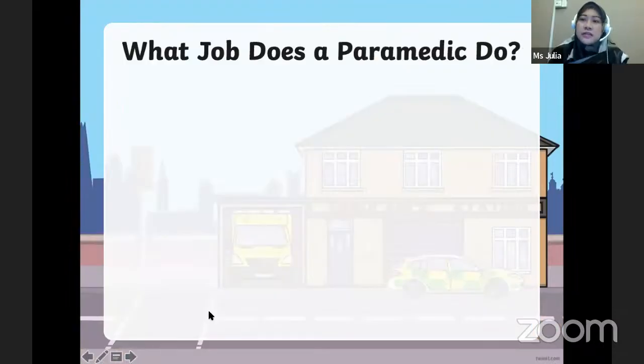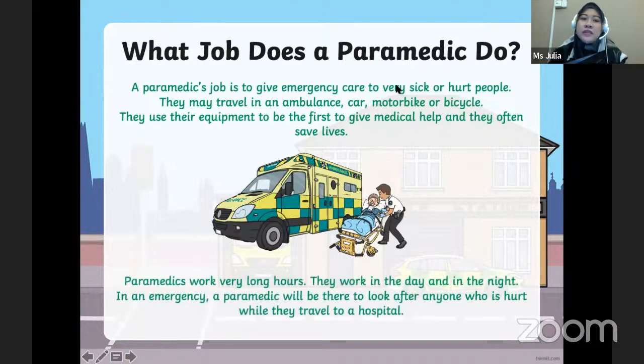Okay, next. Okay, Johan, please read. A paramedic's job is to give emergency care to very sick or hurt people. They may travel in an ambulance, car, motorbike, or bicycle. They use their equipment to be the first to give medical help and they often save lives. Okay, continue here. Paramedics work very long hours. They work in the day and in the night. In an emergency, a paramedic will be there to look after anyone who is hurt while they travel to the hospital. Okay, good.